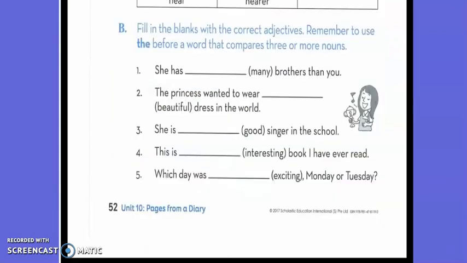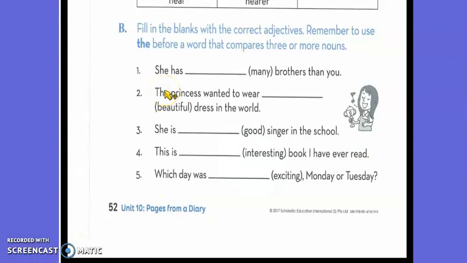Here we have the second question. Fill in the blanks with the correct adjective. Remember to use the before the word that compares 3 or more nouns. This question focuses on the superlative form, EST or most. This question is homework. We use the superlative form.